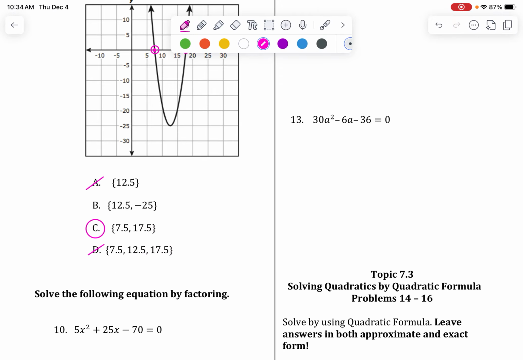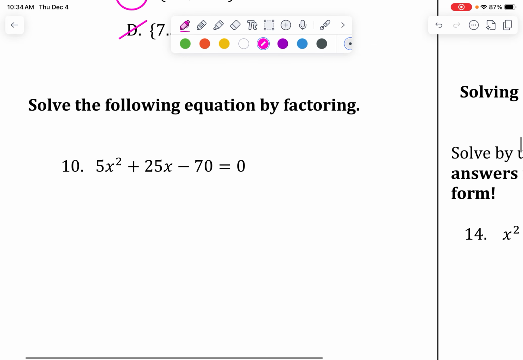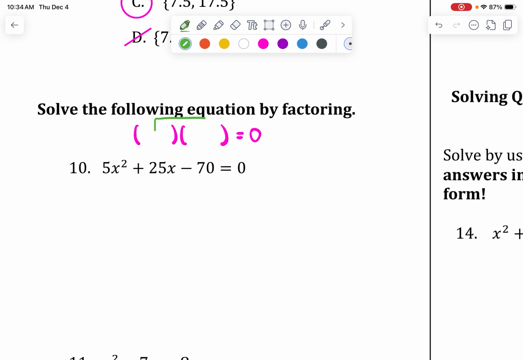All right, let's move on to our last 4 questions, which are solving by factoring. So remember, when you solve by factoring, you are going to factor it. And once you factor it, then each factor gets set equal to 0. And then that's how you solve for x. I'm just going to draw a little template here, a little review, right? So we factor it, we find the 2 factors that multiply to give us the quadratic that you're given. Then we set the factors equal to 0 and find x that way.